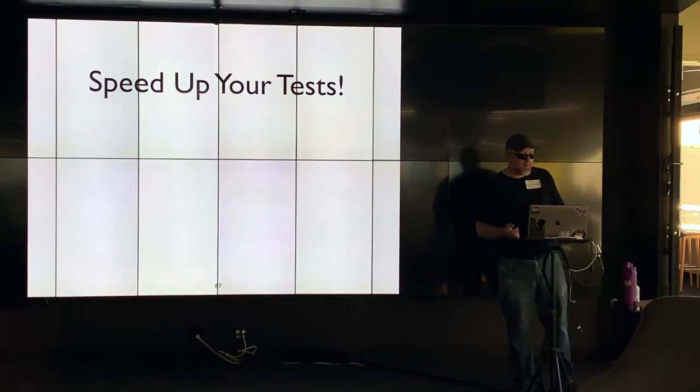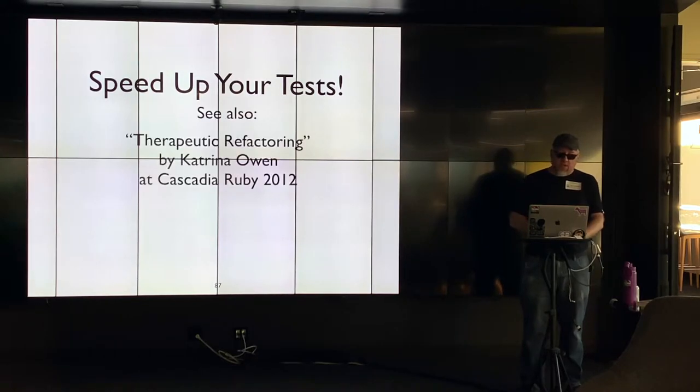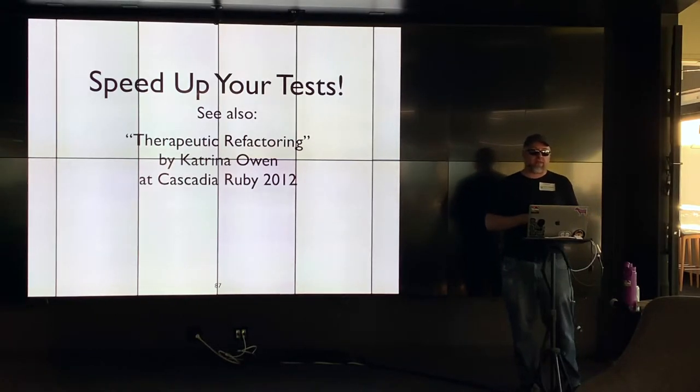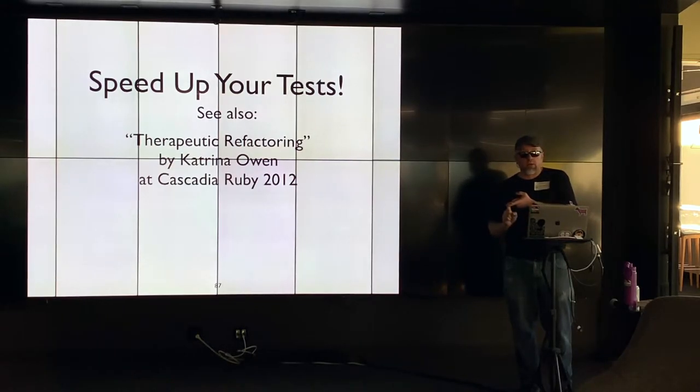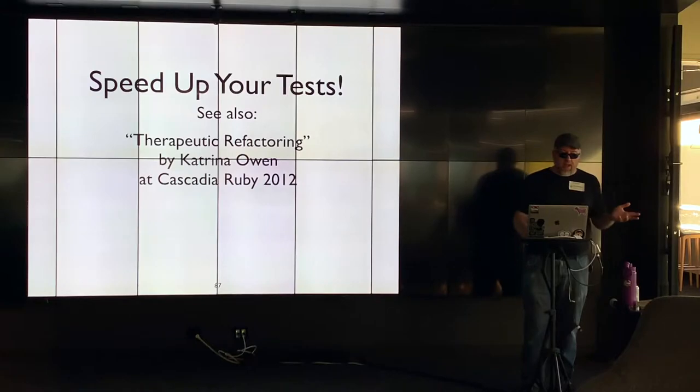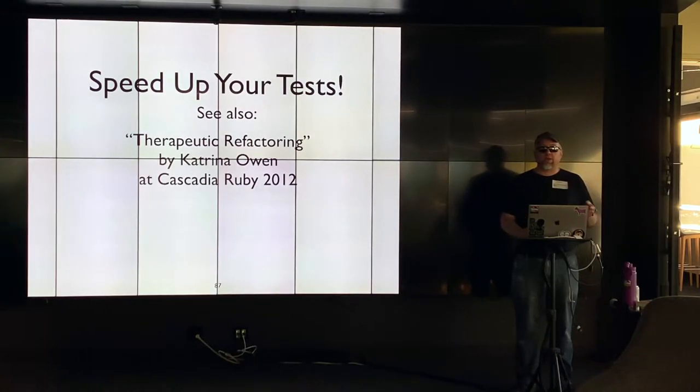One last time, go and watch Therapeutic Refactoring by Katrina Owen. She covered a great technique for writing really fast characterization tests, which is a wonderful way of covering code that either isn't covered at all or that is only covered with slow tests. I did that for the code example I showed here, and instead of tests that ran in, I think it was like 20 seconds, I have tests that run in a quarter of a second. And the cadence of development when it's that fast is just much easier, and it's a whole different game.